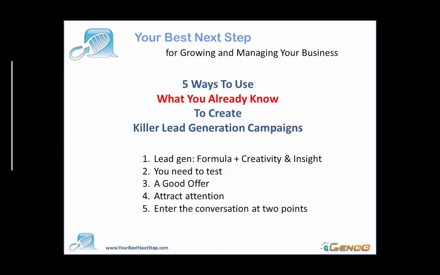We talked about how you need to test, and we talked a little bit about some things that you can employ to carve out some small tests that are very manageable. We talked about that you need a good offer and what to do if you don't have a good offer. Once you've discovered that that's not the right thing, we need to do something different. We've talked about how to attract attention so that we can put that offer in front of the right people. And then we talked about entering the conversation at 2 points.